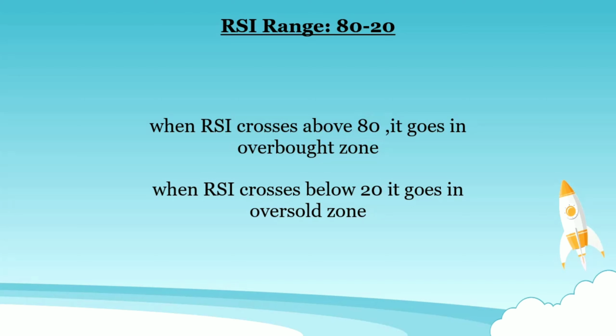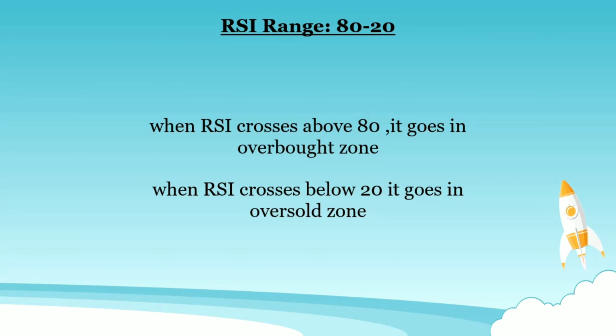The next is the RSI 80-20 range. Now when RSI crosses above 80, it is in the overbought zone. So people tend to book profit or sell their stocks at this level. And when RSI crosses below 20, it goes in the oversold zone and people tend to buy at this zone. So these first two ranges, 70-30 and 80-20, are for investment purpose. When RSI goes below 20 or 30, people start buying, and when it starts moving up and goes above 80 or 70, the people tend to book their profits.